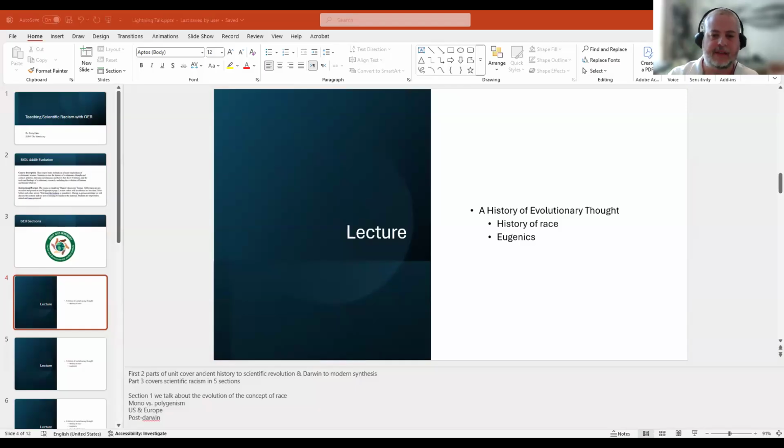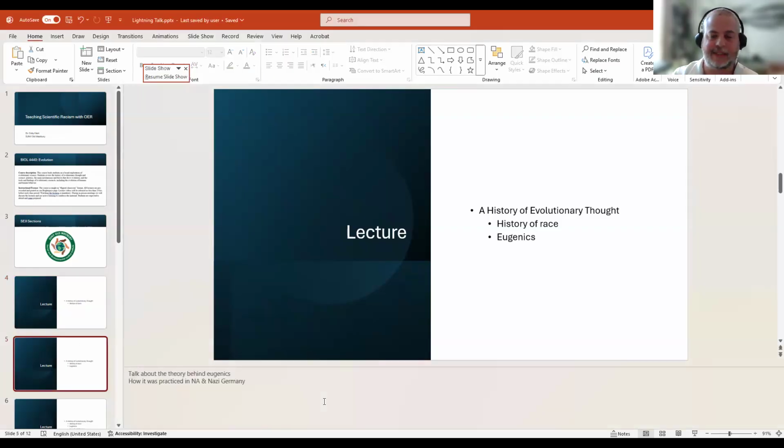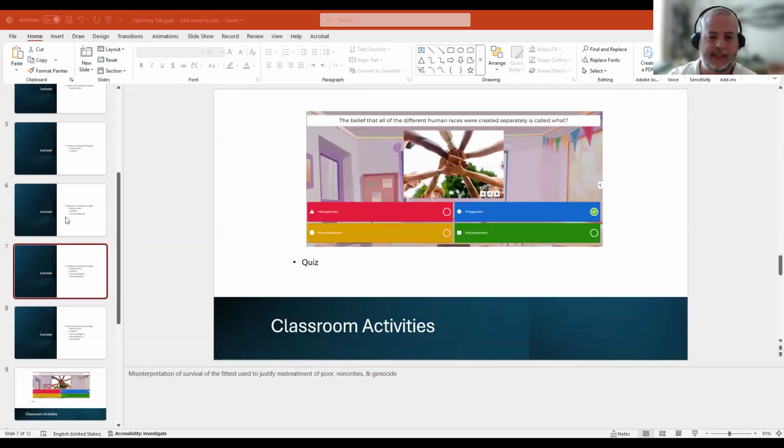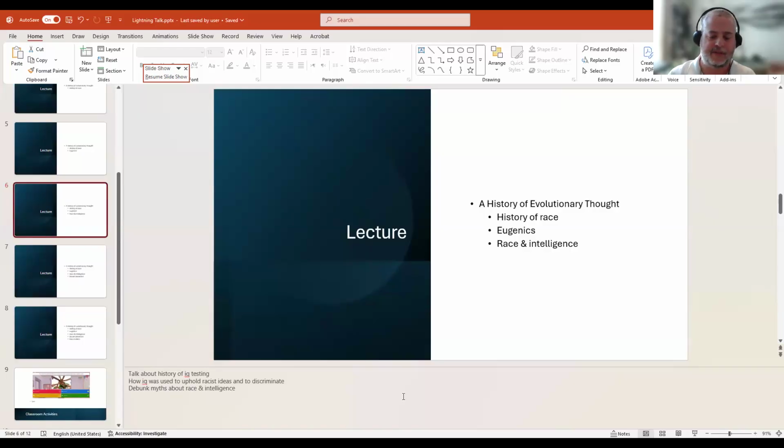And then our second part of the lecture covers the history of eugenics and the pseudoscientific theory behind it, and we talk about how it was practiced both in North America and in Nazi Germany especially. Our next section covers race and intelligence, and really deals with the history of IQ testing, and how IQ was used to uphold racist ideas and to discriminate against many different types of people.